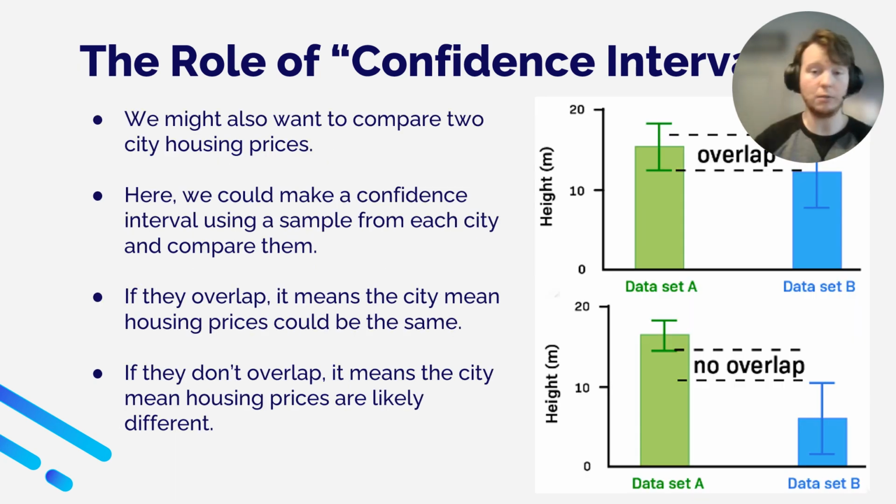So the other way we might use confidence intervals is comparing two city housing prices. Here, we might make a confidence interval using a sample from each city and compare those two intervals. If the intervals overlap, like I think we saw with the Maryland-Virginia case, it means the city mean housing prices could be the same, or at least similar enough with enough variance to individual house prices that we might not notice all that much of a difference between those two places. On the other hand, if the two intervals don't overlap, it means the city mean housing prices are probably actually kind of different. Like one state might be cheaper than the other, one city might be cheaper than the other.